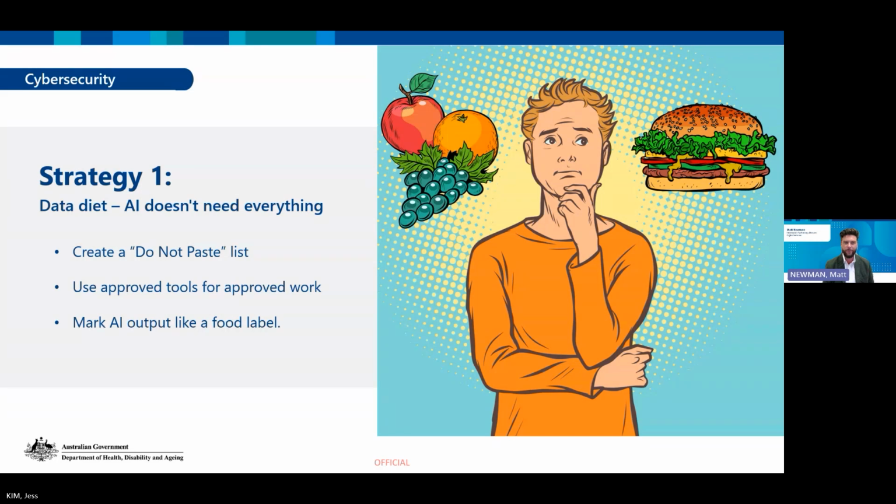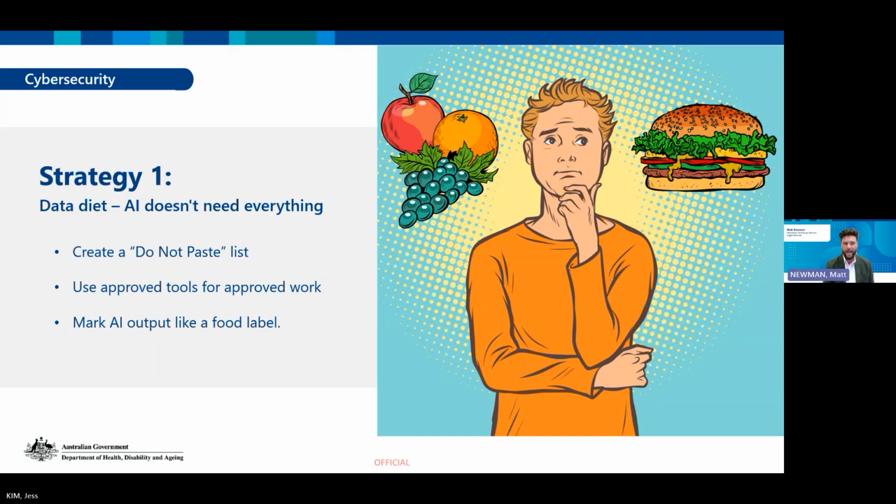Second, use approved tools for approved work. Not all AI tools are created equal. Some are designed for enterprise use with proper security controls and Australian data residency. Others, well, they're great for writing birthday poems, but less great for aged care administration. Your IT teams can help you identify which tools are safe for which jobs. If you're summarizing public information or drafting a newsletter, fine, use whatever works. If you're analyzing sensitive data, you need organizationally approved and secure tools.